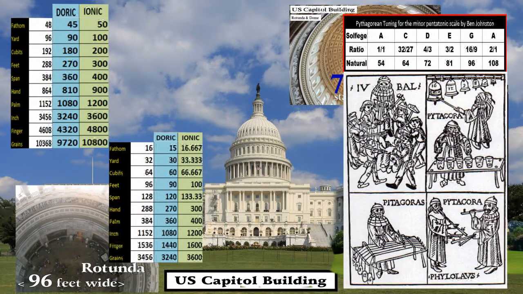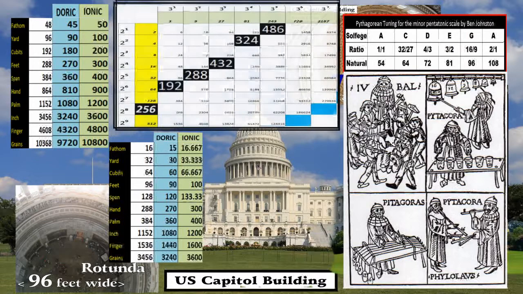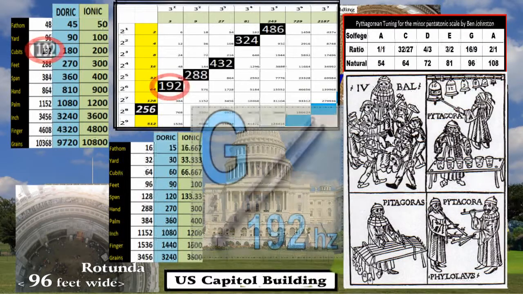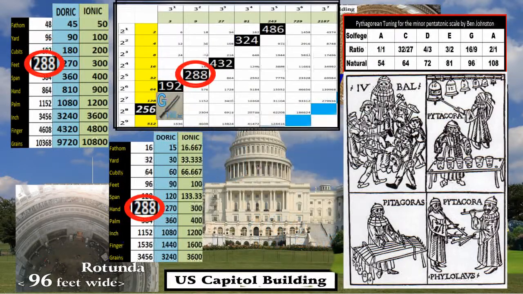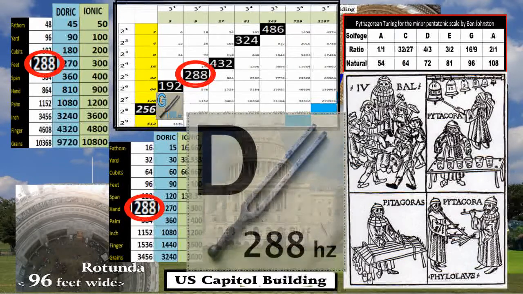But so, back to the Pythagorean hammers and the standard Pythagorean tuning, A432, and there we see a harmonic chart. But we'll get again the same set of information coming. Okay, well, I won't go into that for the moment, but for instance, at 192 cubits high, we get 192, G. It's 288 feet high, the rotunda 288 hands wide, 288, of course, being D in Pythagorean tuning.